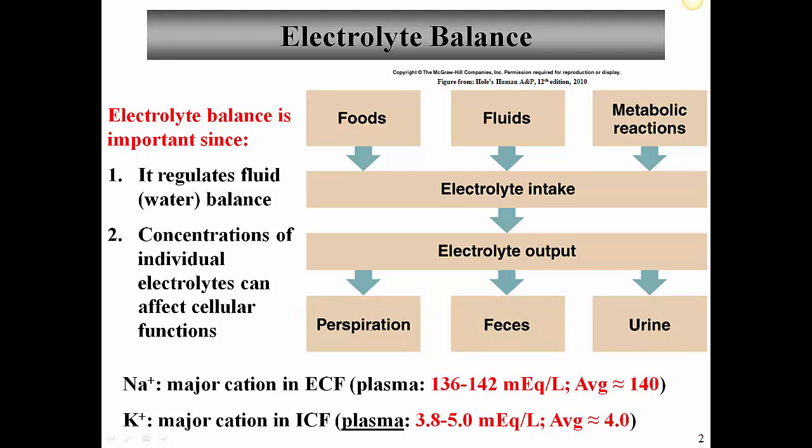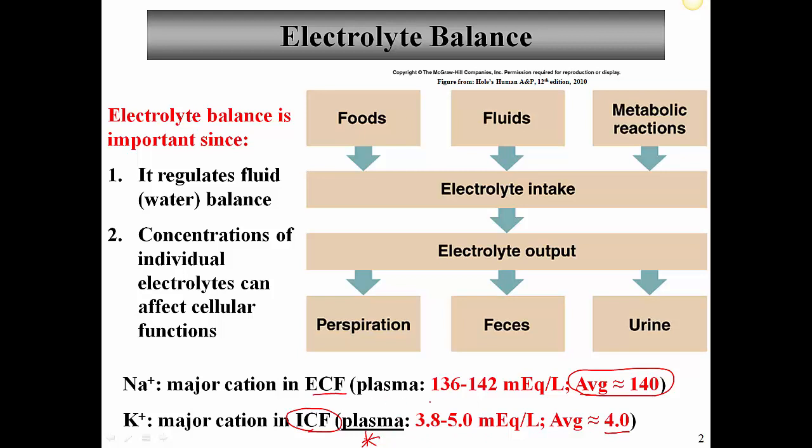Now, a couple of numbers that I would like you to know as far as electrolytes. First of all, remember that sodium is the major cation in the extracellular fluid compartment. And it's important for you to remember the average concentration of sodium in the plasma is about 140 milliequivalents per liter. As far as potassium, remember this is the major cation in the intracellular fluid compartment. Its concentration in the plasma, and this is important for you to realize, is about 4 milliequivalents per liter.